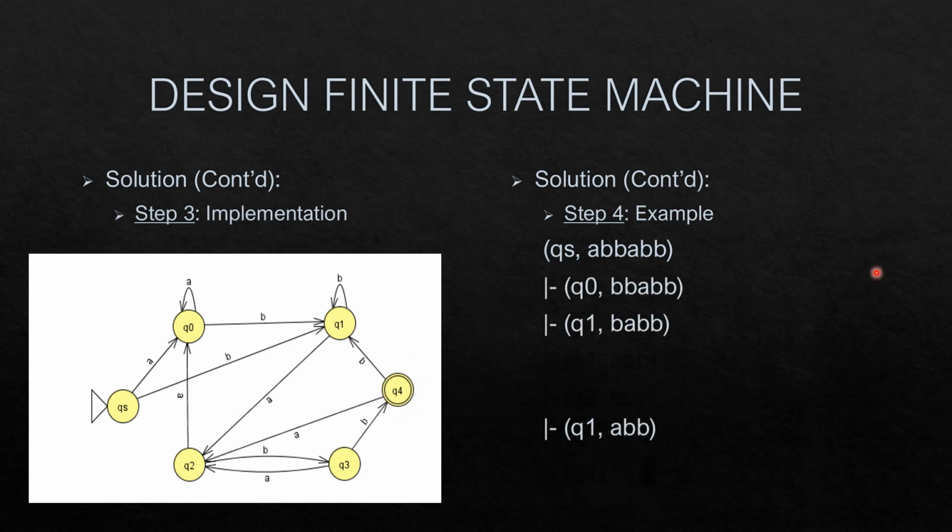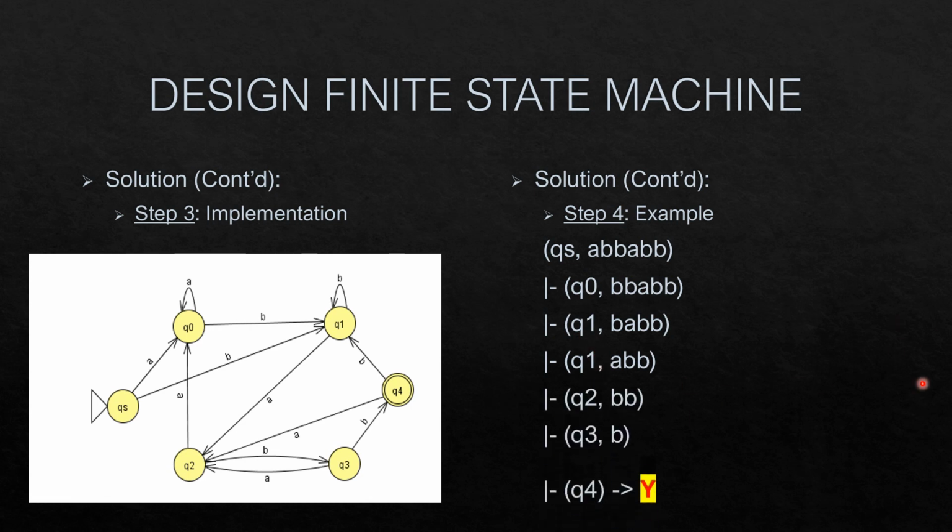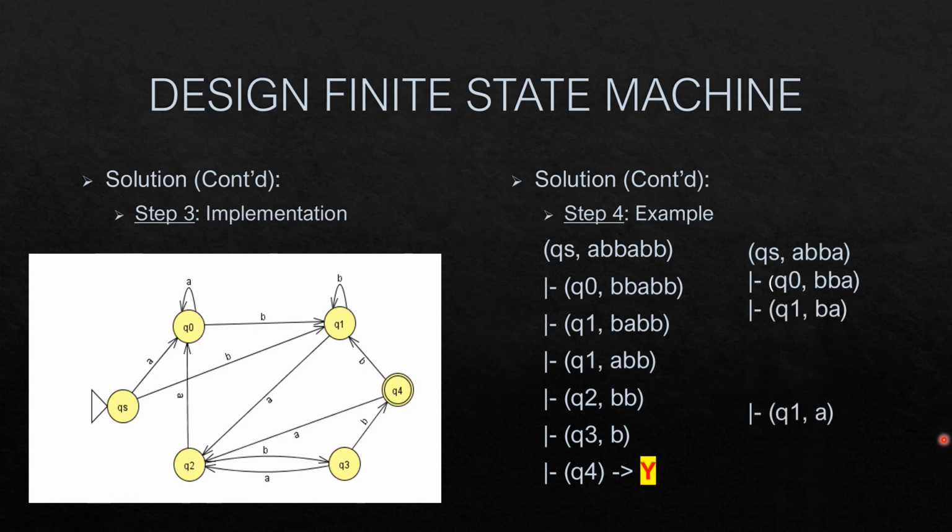So let's see this transition, how it is transitioning from QS to Q0, Q0 to Q1, Q1 to Q1, then Q1 to Q2, Q2 to Q3, and finally Q3 to Q4 to give the output Y. Let us take another example and get a clearer picture of how it will give output as no. So from QS to Q0, Q0 to Q1, Q1 to Q1, and finally Q2, giving the output as no.